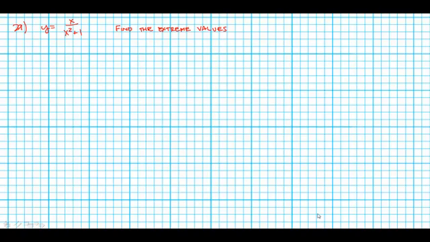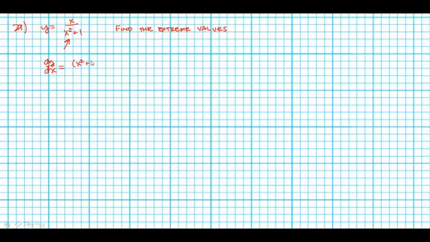Here's problem number 29. Again, we're asked to find the extreme values. And we'll start out by asking, are there any values in the domain that we need to be concerned about? Are there any values that are going to make the denominator 0? Doesn't look like it. The lowest this ever gets is 1. Let's take a look then at the derivative so we can find the critical values.